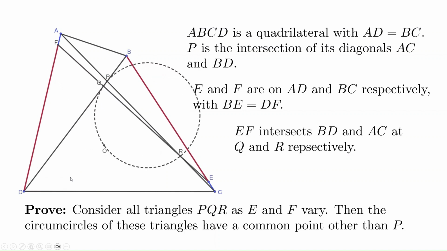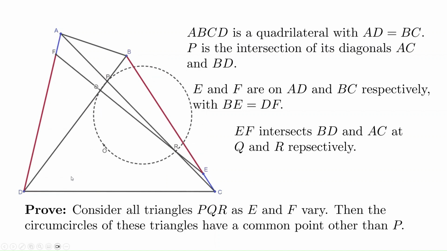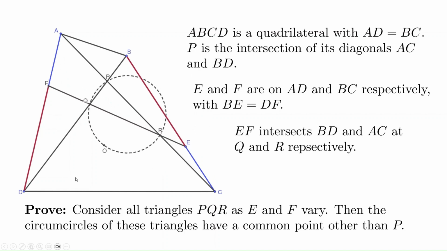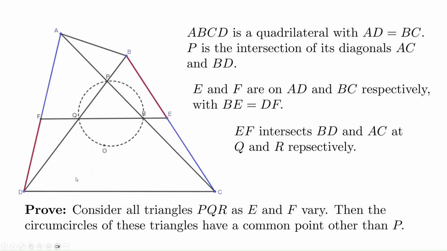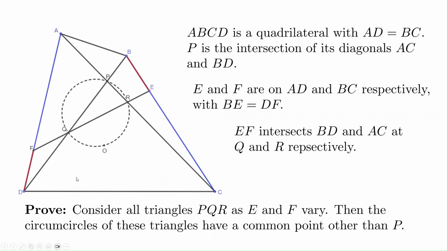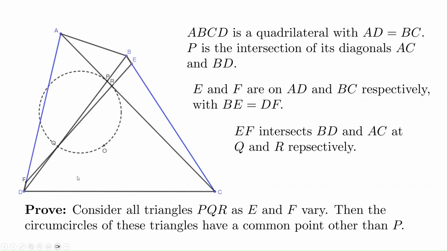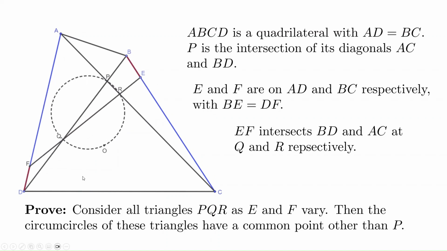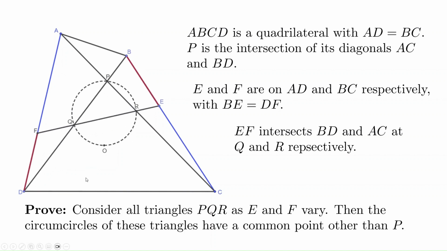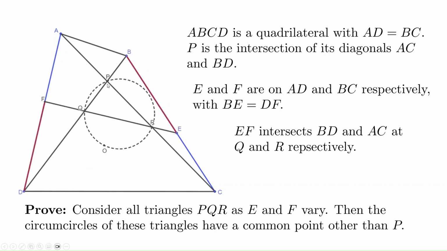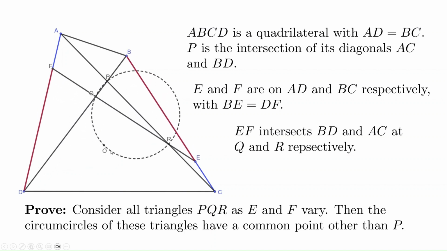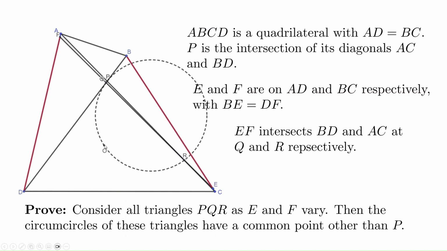During the actual competition, students didn't have the luxury to run such an animation, but they can use two pairs of E and F to draw two circles. These two circles will have two intersections. One is of course P, the other one must be the target O here.